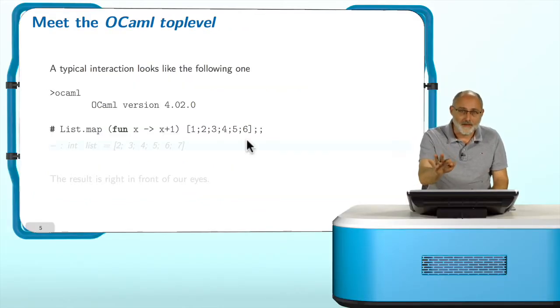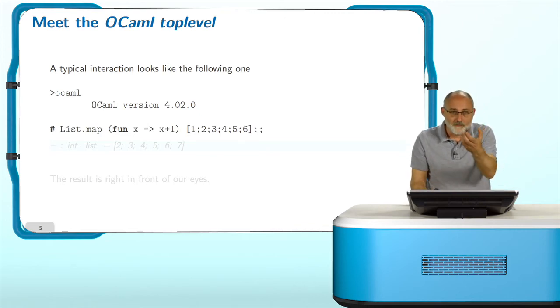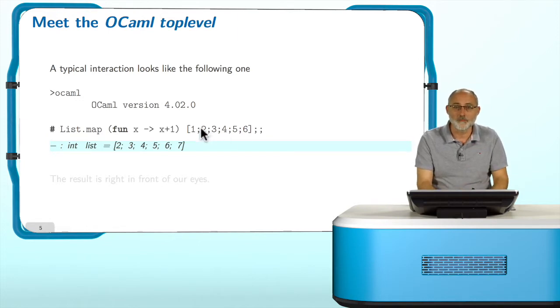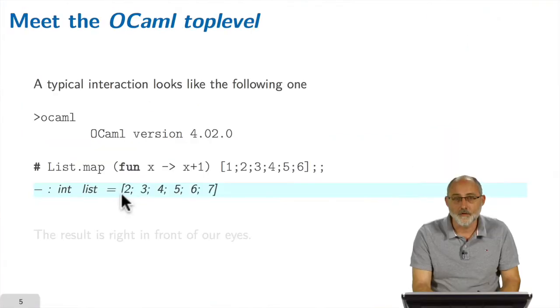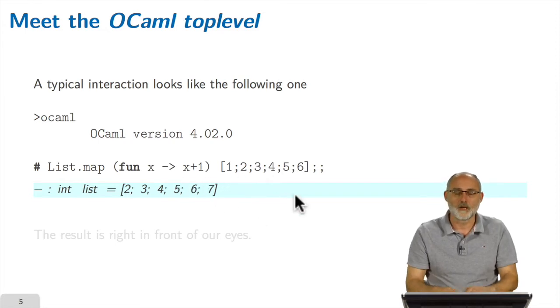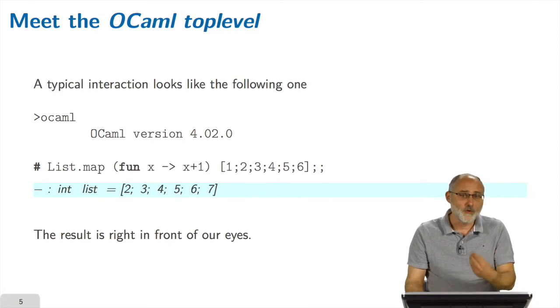As soon as you hit enter here, what happens? This phrase is passed to the compiler, it is compiled, evaluated, types are checked, you get the result, and the result is printed for you. And actually what you get, this blue line here, is the system coming back to you by saying, well, you have written a piece of code that does not define any new identifier. The type of the result is a list of integers, and the value of the result here on the other side of the equal sign is this list here, which is unsurprisingly the numbers from 2 to 7, since I have added 1 to all the numbers from 1 to 6. Okay? So the big advantage is that the result is now right in front of our eyes.